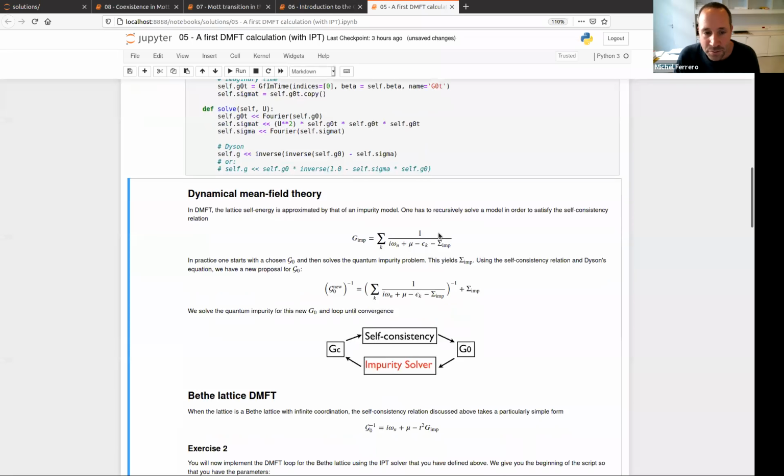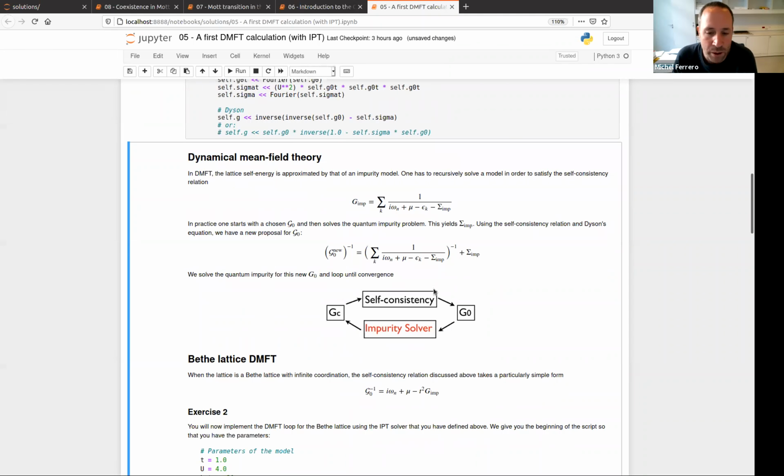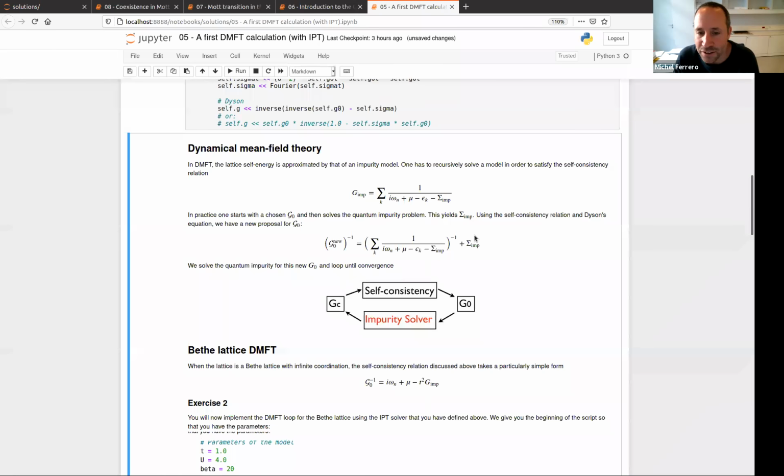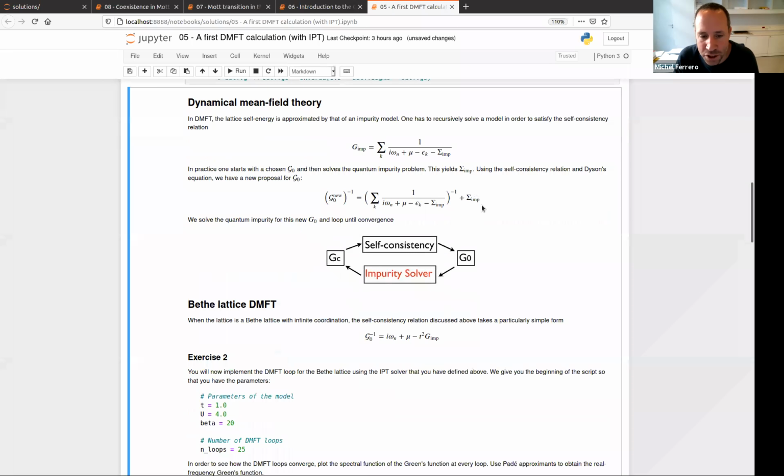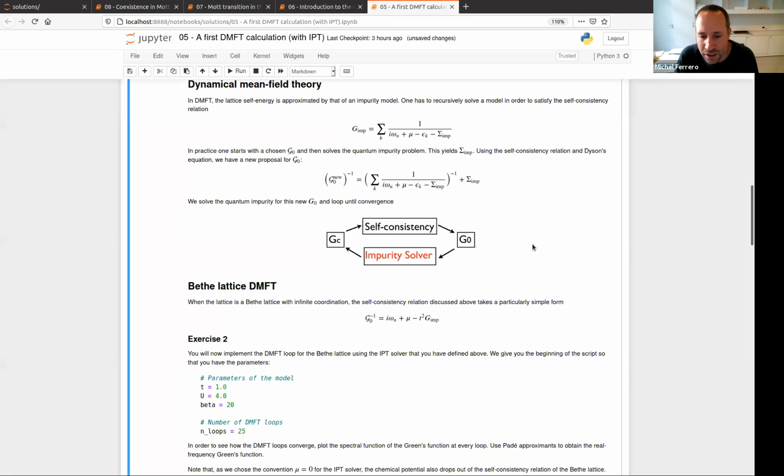So that's my class. Now I've found a way to solve the impurity problem. Now I want to actually do DMFT. I need to implement those DMFT equations. And as you remember, they take a very simple form for the Bethe lattice because it avoids having to sum over k. So in that special case of the Bethe lattice, the DMFT self-consistency reads like this. It says that the non-interacting G0 of the impurity is given by i omega n plus mu minus t squared times the Green's function of the impurity. Okay, so that's the special case of the Bethe lattice.